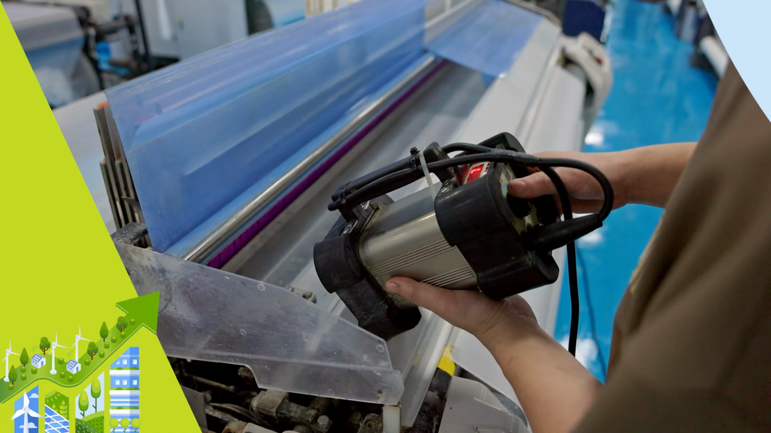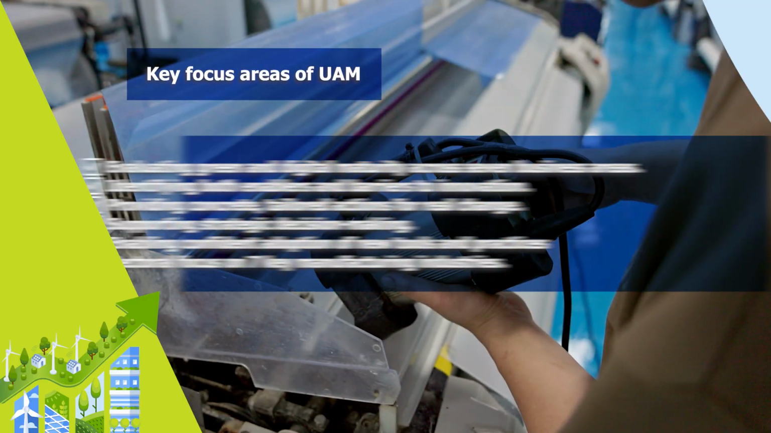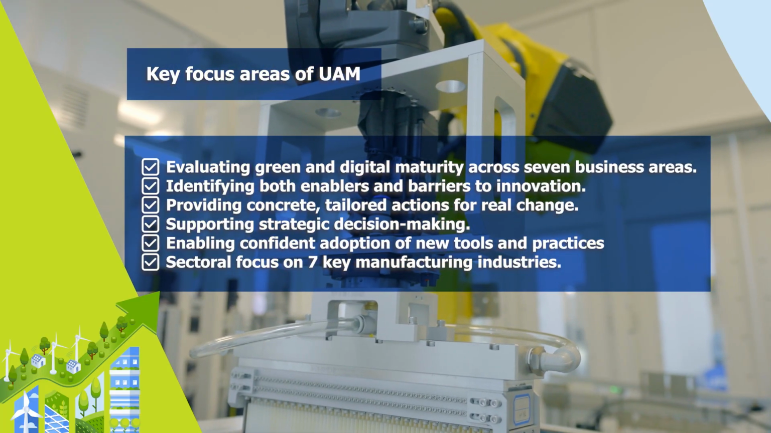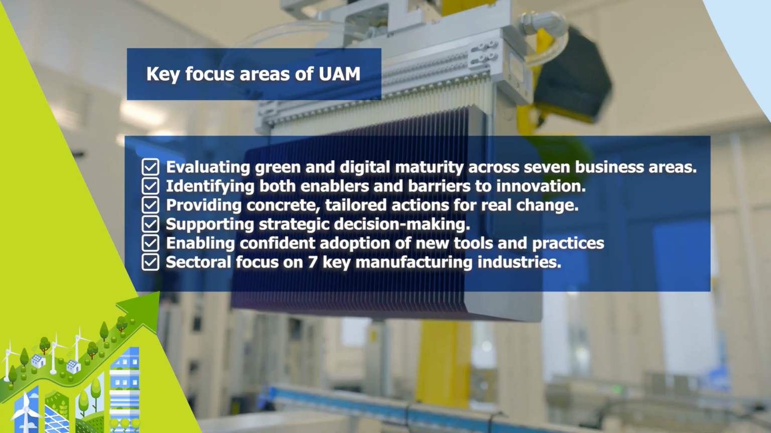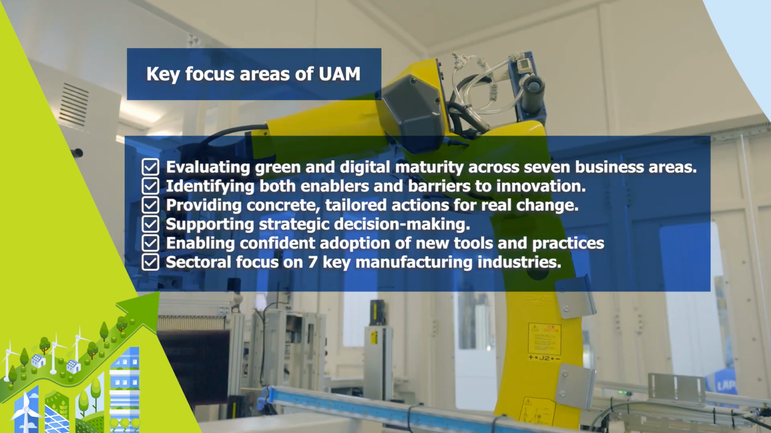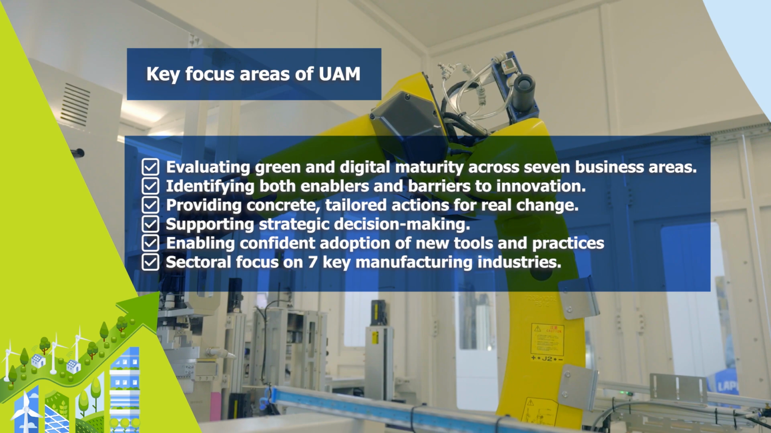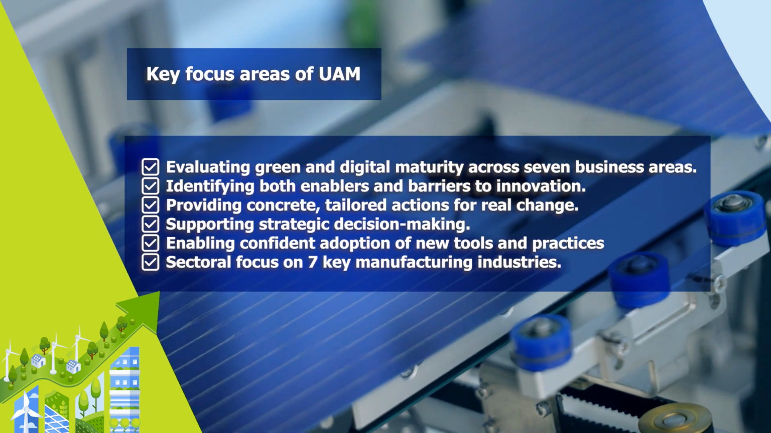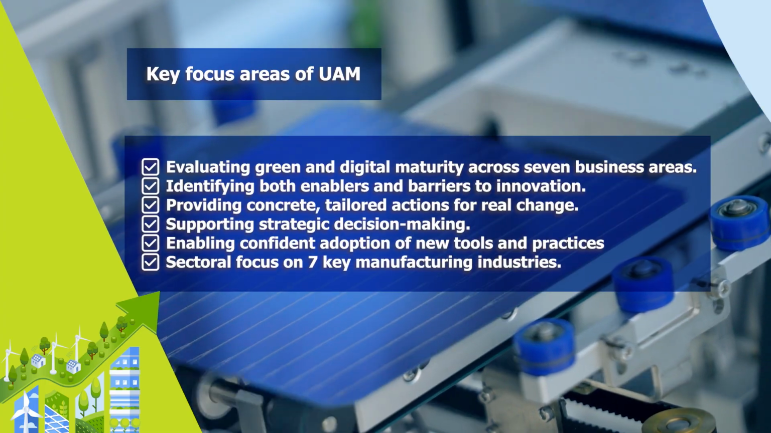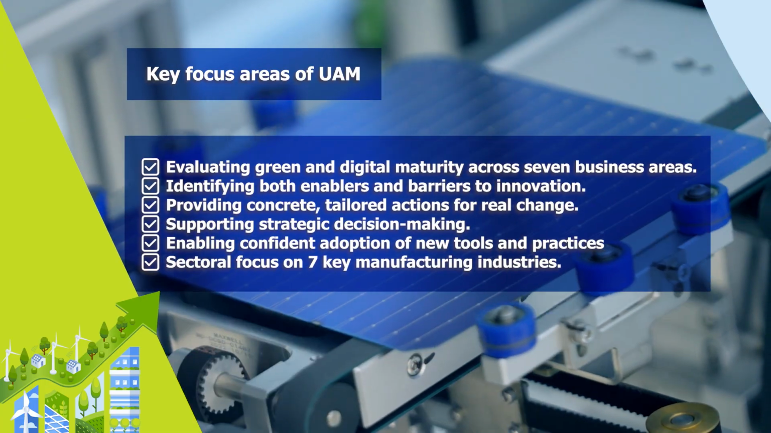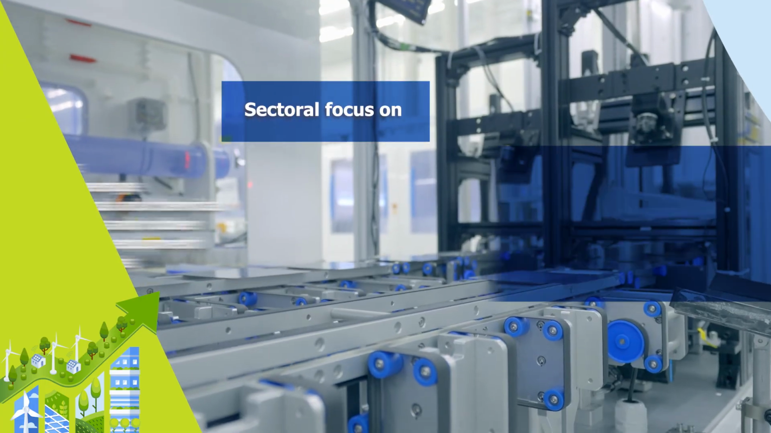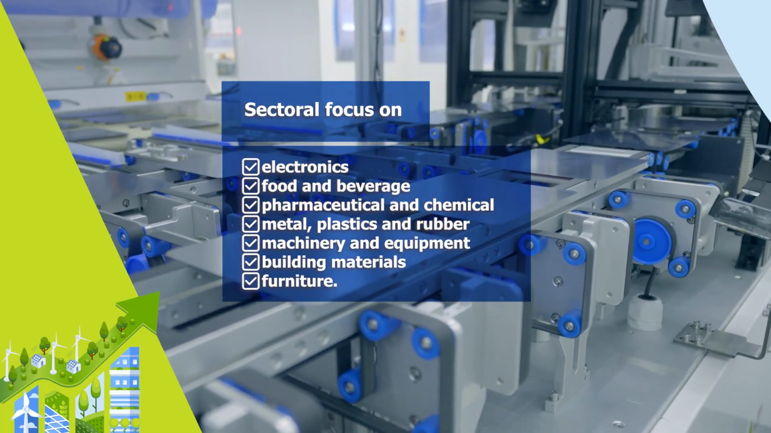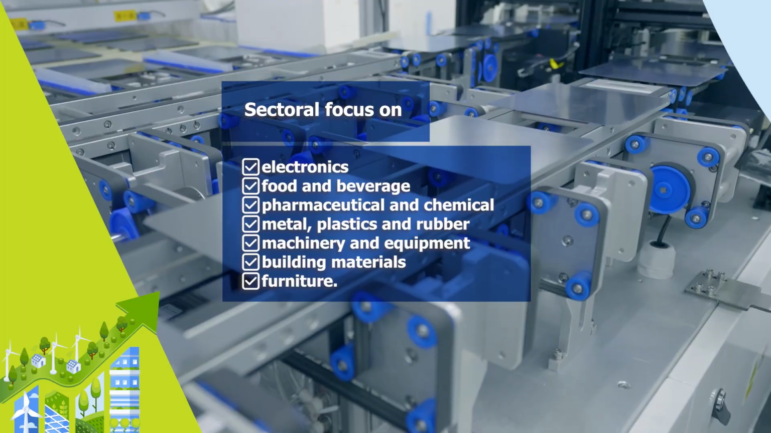What sets the user acceptance model apart is its practical approach. Beyond assessment, it delivers actionable recommendations tailored to each company's unique challenges. These concrete steps empower businesses to overcome obstacles, embrace innovation, and adopt new tools and technologies with confidence. The user acceptance model is tailored for 7 sectors, including electronics, food and beverage, pharmaceuticals and chemicals, metals, plastics and rubber, machinery and equipment, building materials, and furniture.